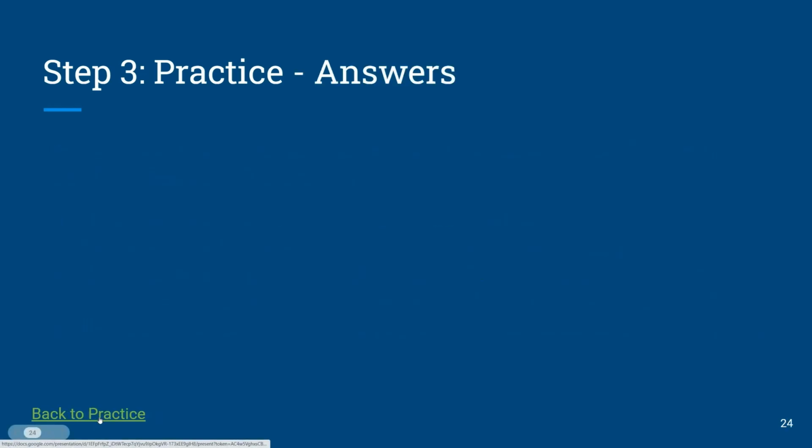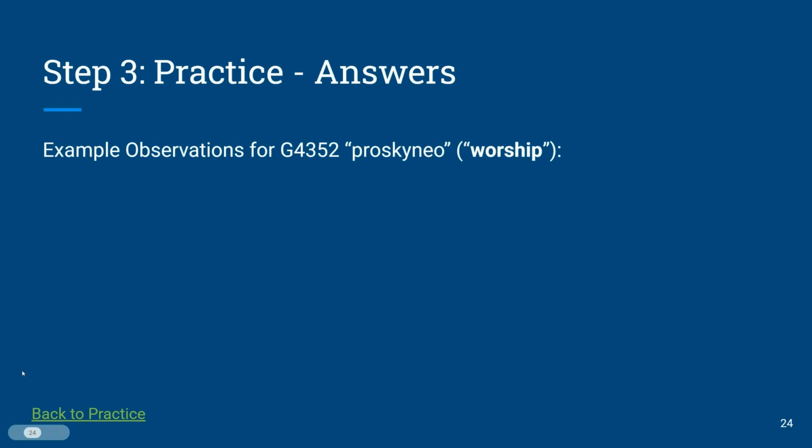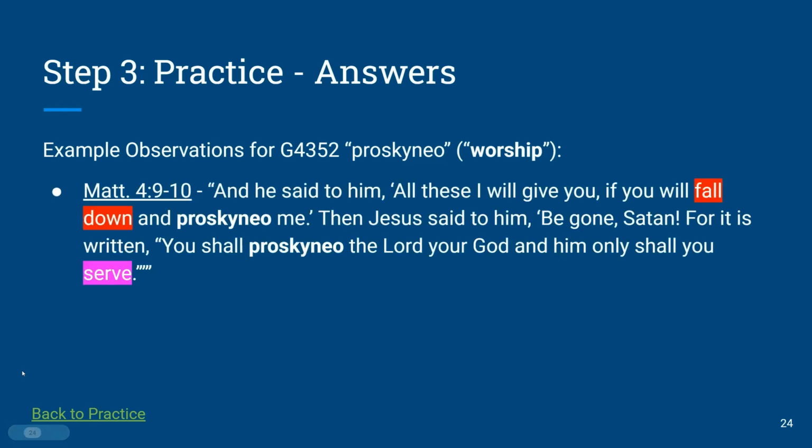Let's just jump to our examples here since we're in this video context. So we could make some observations about proskuneo in Matthew chapter 4, verses 9 and 10. This is where Jesus is being tempted by Satan. And Satan said to him, "All these things I will give you if you fall down and worship me," or proskuneo me. Then Jesus said to him, "Begone, Satan, for it is written, you shall proskuneo the Lord your God, and him only shall you serve."